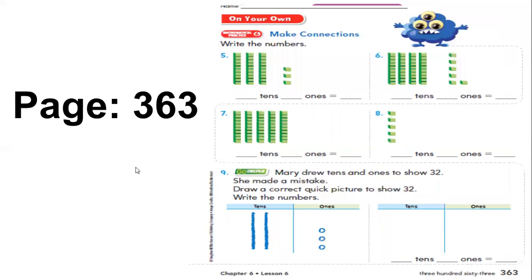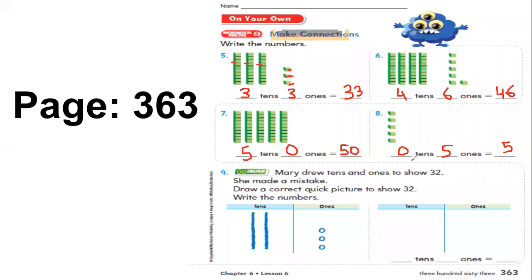Open page 363. Now question number 5. We have 0 tens and 5 ones. So we are not going to write any number in the tens place. That's the number only 5. It's not 50. It's only 5. Okay. So now we have question number 9.